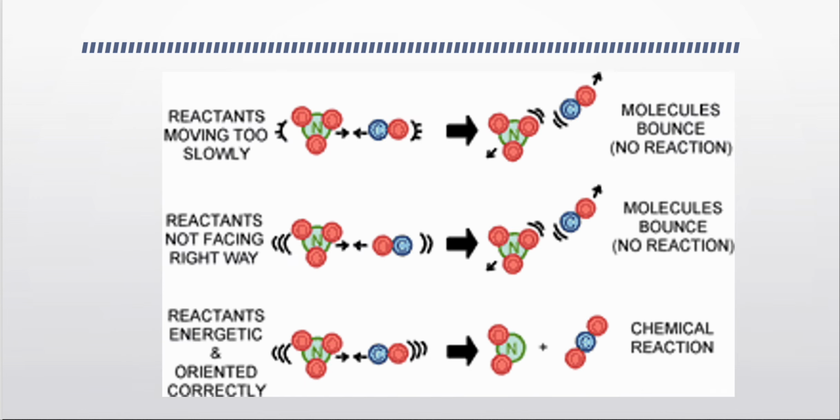If your reactants are moving too slowly towards one another, the molecules might bounce off of each other with no reaction. If they're not facing the right way, again, they might bounce off of each other with no reaction, but as long as they have enough energy and they're oriented correctly, that's when something's actually going to happen.